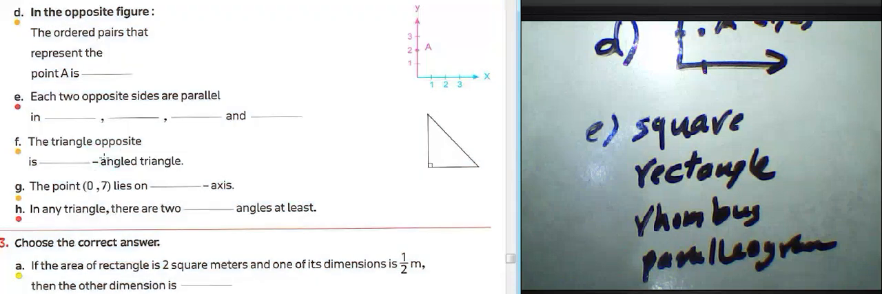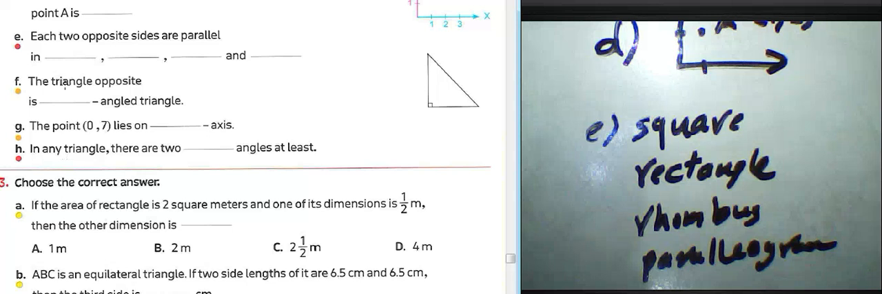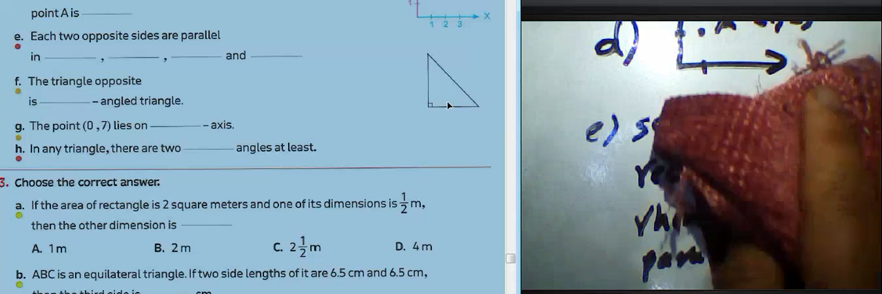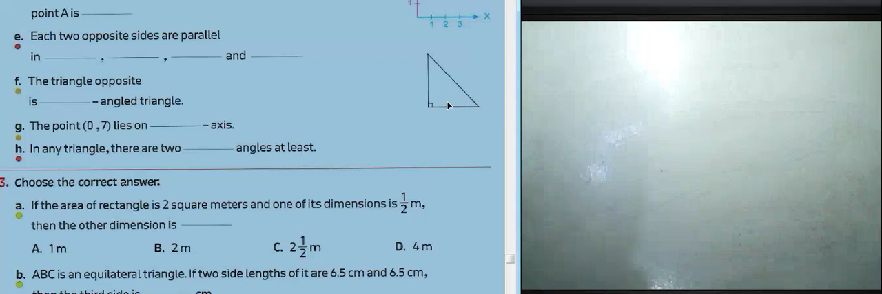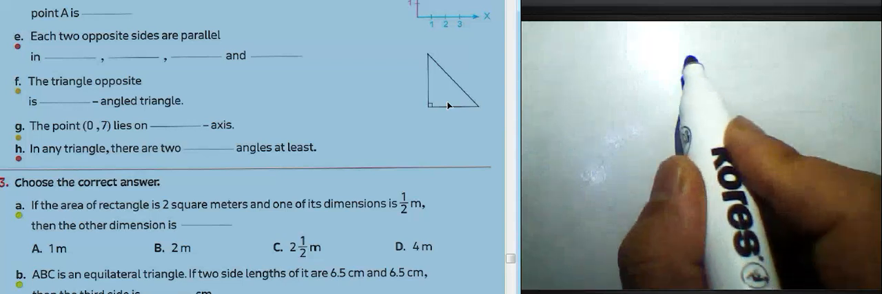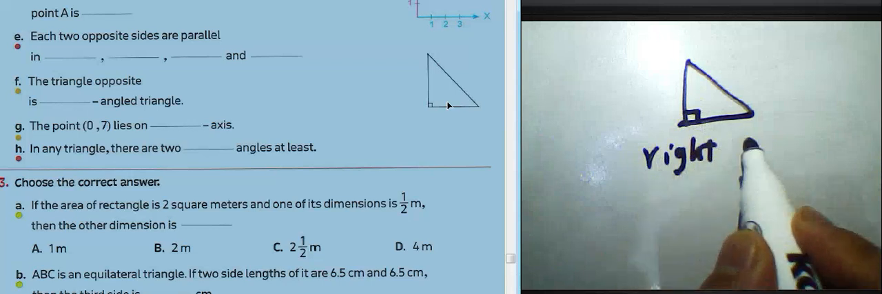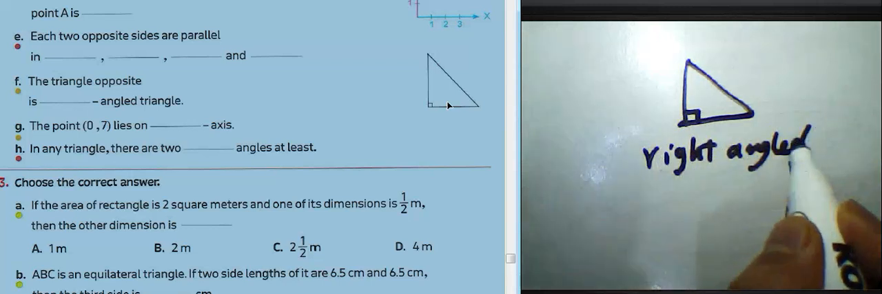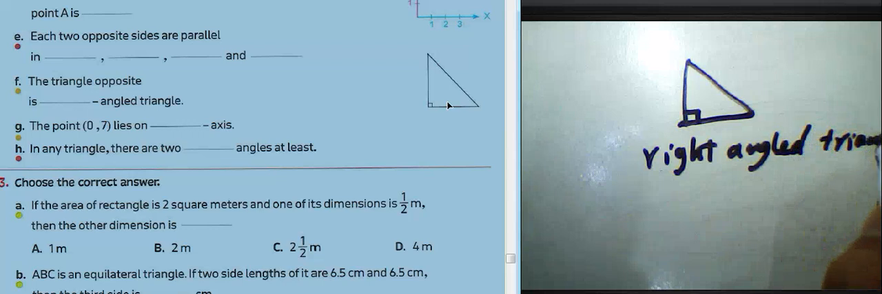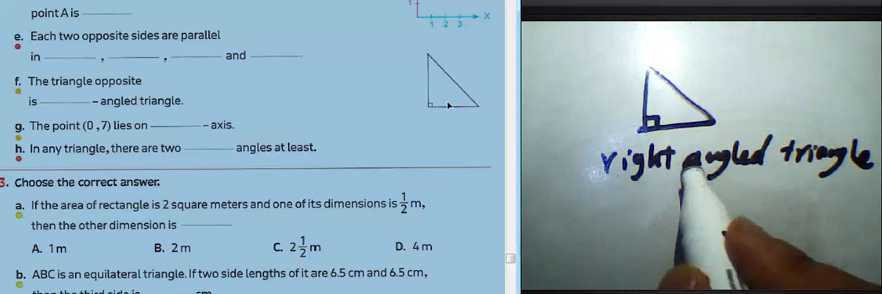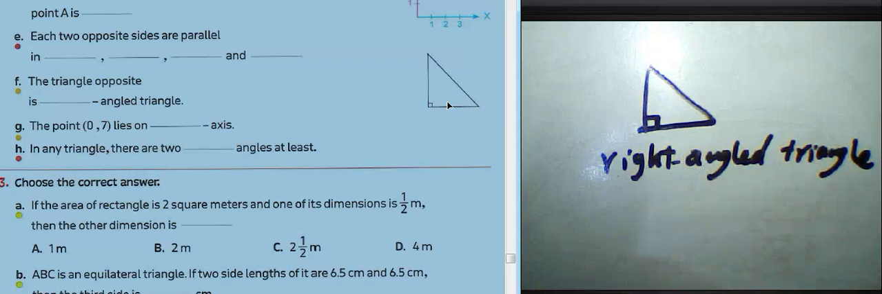Question number F, letter F here. The triangle opposite is a right angle triangle. We call it a right angle triangle. Why? Because the measure of the vertex angle here is 90 degrees. So this triangle will be what? Will be a right angled triangle. Right angle triangle, okay?